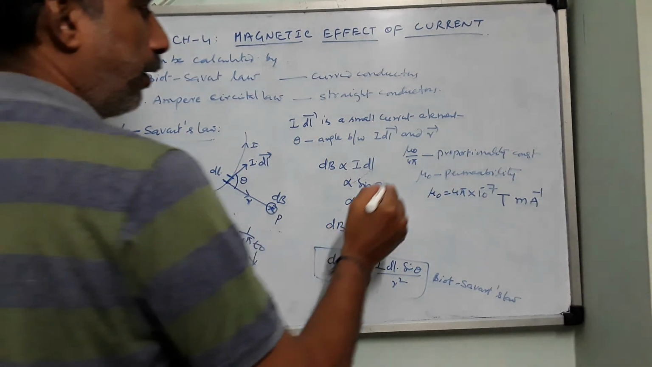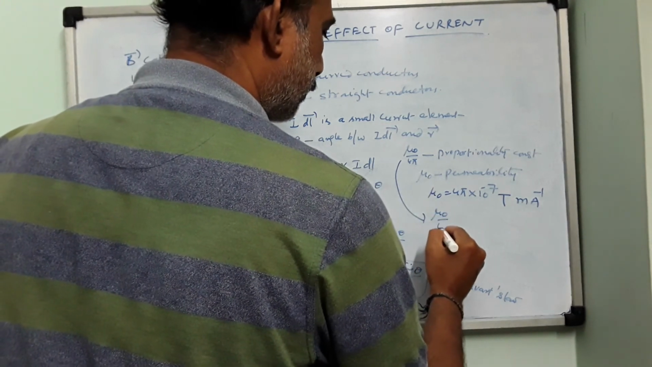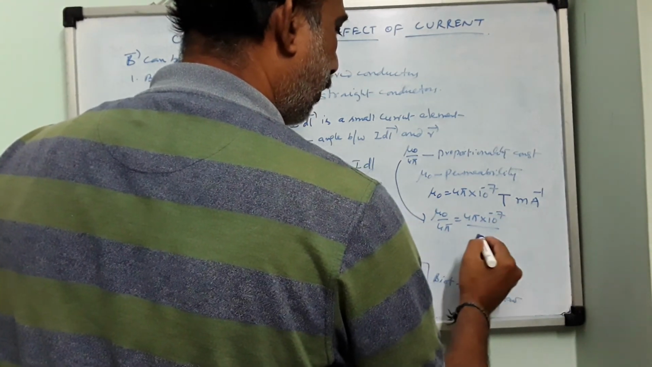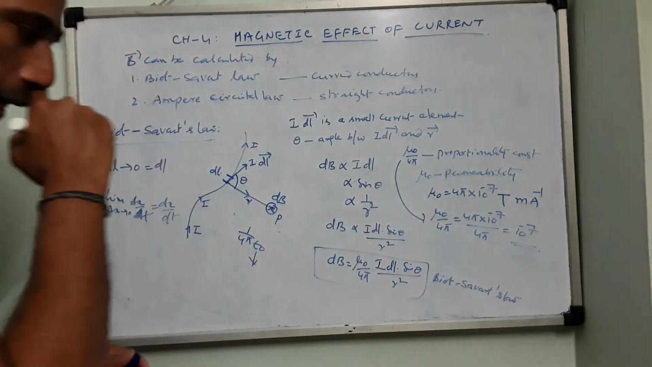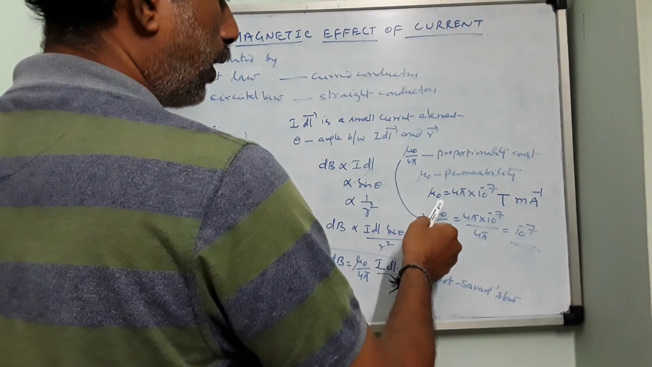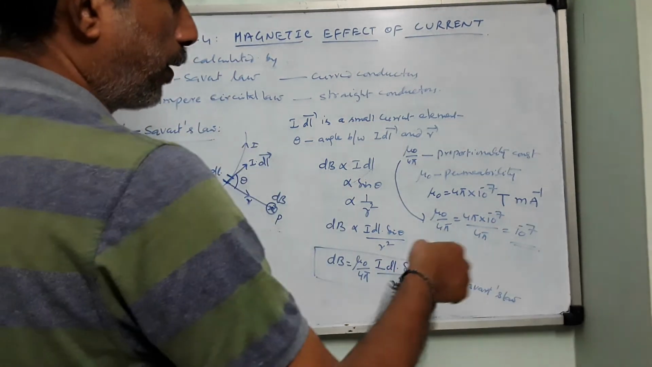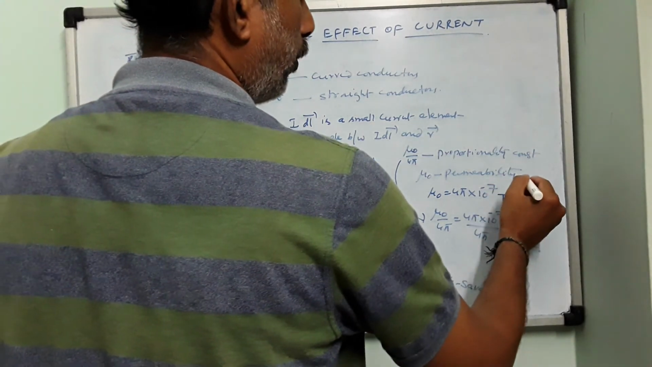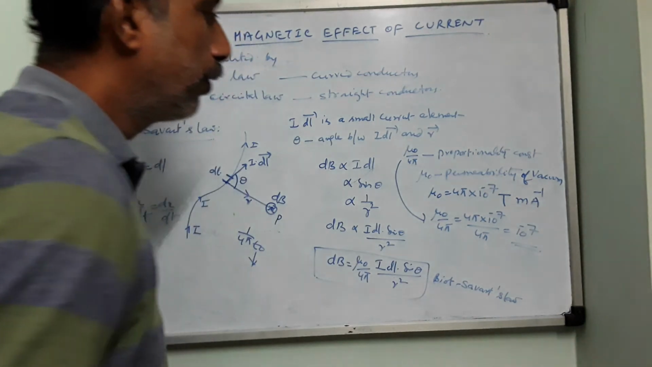In such a case, what will happen? This mu naught by 4 pi is nothing but 4 pi into 10 power minus 7 divided by 4 pi. So you will get 10 power minus 7. Okay, right. What is the unit of mu naught by 4 pi? Same unit. As mu naught has the unit Tesla meter ampere power minus 1, this also will have the same unit, because 4 pi does not have any unit. So what is this mu naught? Permeability of vacuum or free space.